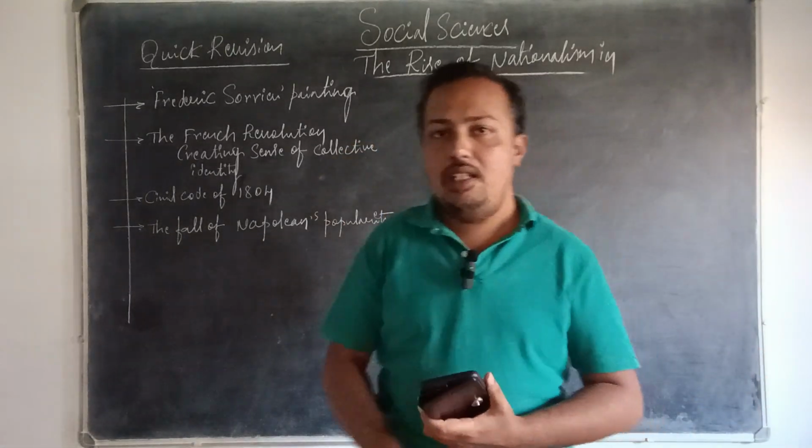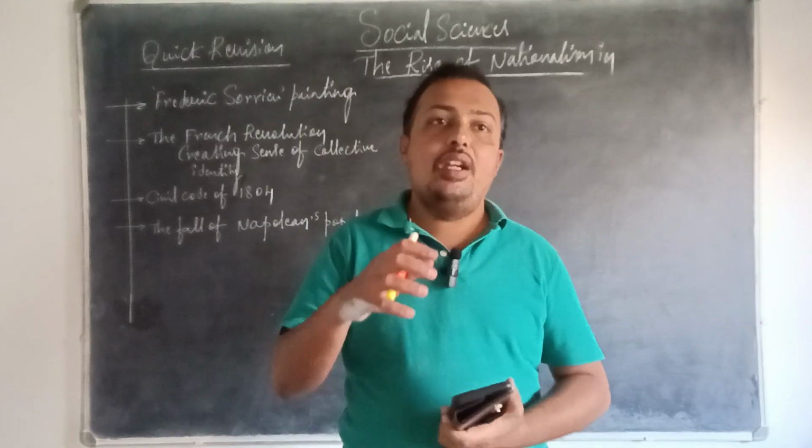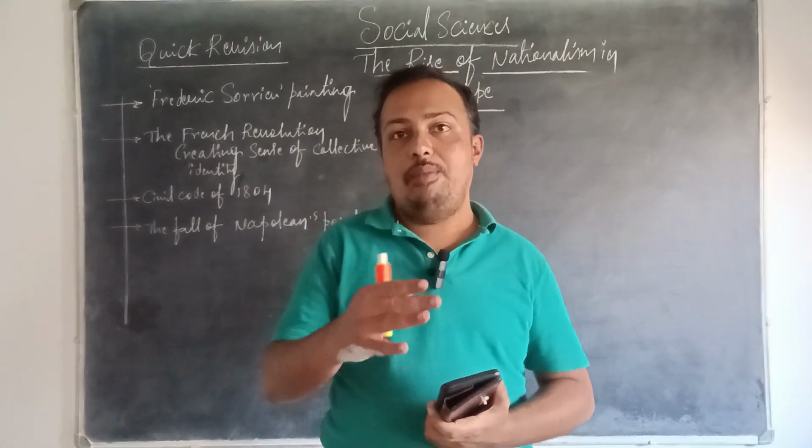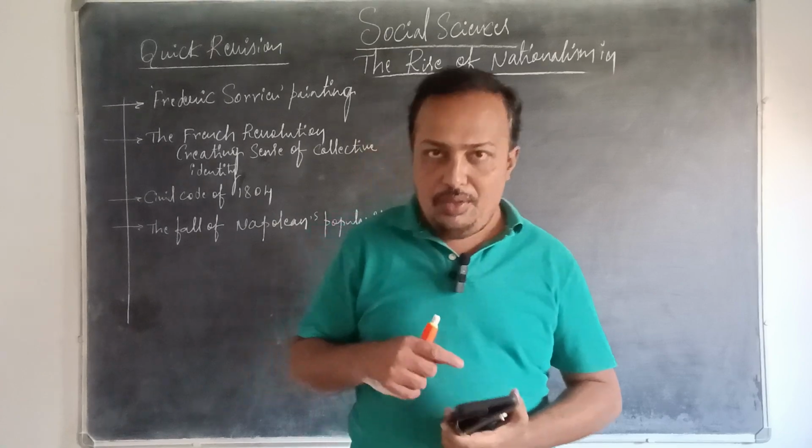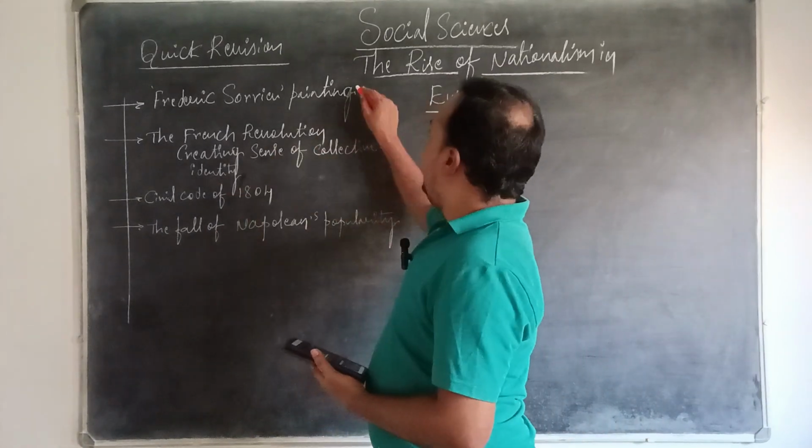In this video I am going to discuss the rise of nationalism in Europe. This is a key chapter in history which covers almost 6 to 7 marks in your board examination for social science. So first I will take the Frederick Sorrieu painting.